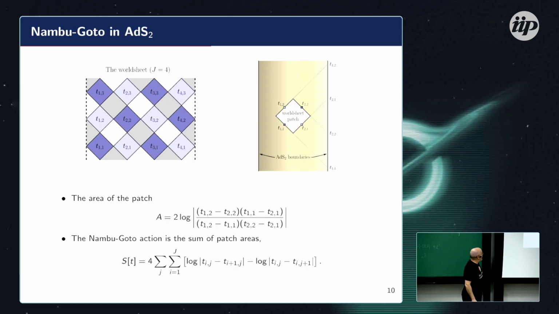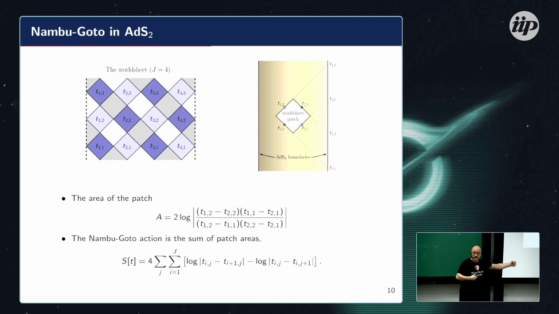Okay, so what else is in the picture? There are some variables here. So what are these variables? And here is the figure that explains it. So let's take this patch here, right? That's a proper string patch, worksheet patch, and it's mapped into AdS2. So this is AdS2, here are the boundaries. And the way I define these numbers here is I take the boundaries of that worksheet patch.